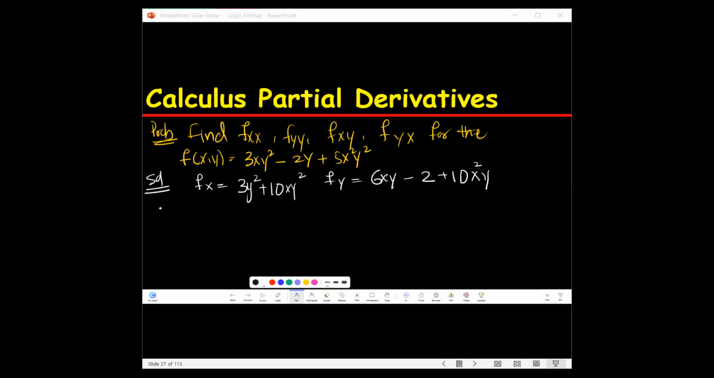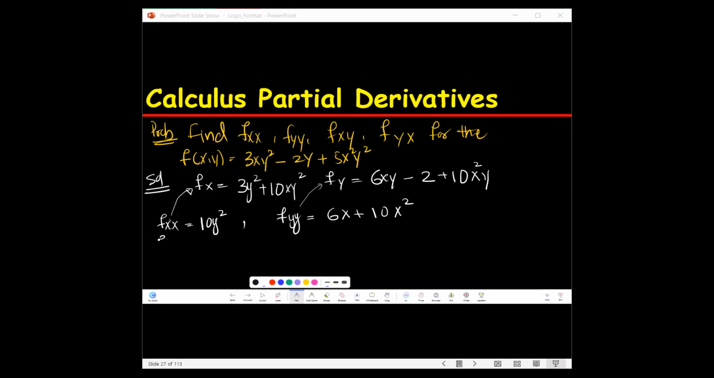Okay, now I'm going to calculate fxx, so taking the second partial derivative with respect to x. The first term will be gone to 0, and it's going to be just 10 y squared. Remember, I'm taking this derivative from here, not from the original function. And the second one will be fyy, taking the derivative with respect to y from here. So this is going to be 6x plus 10 x squared.